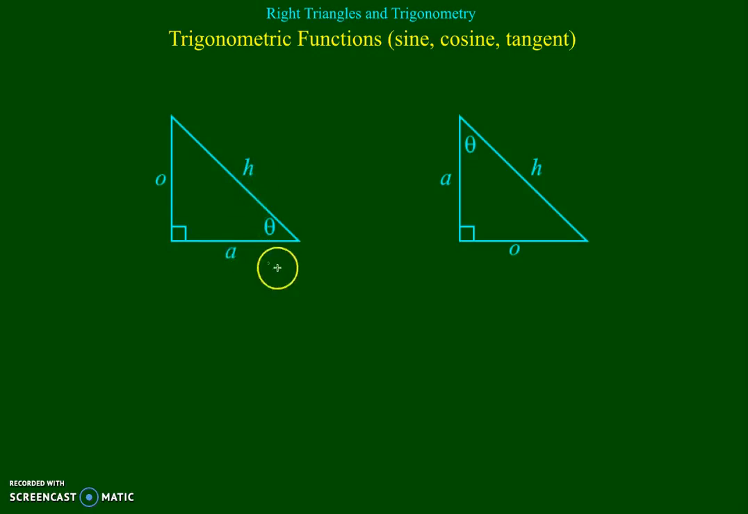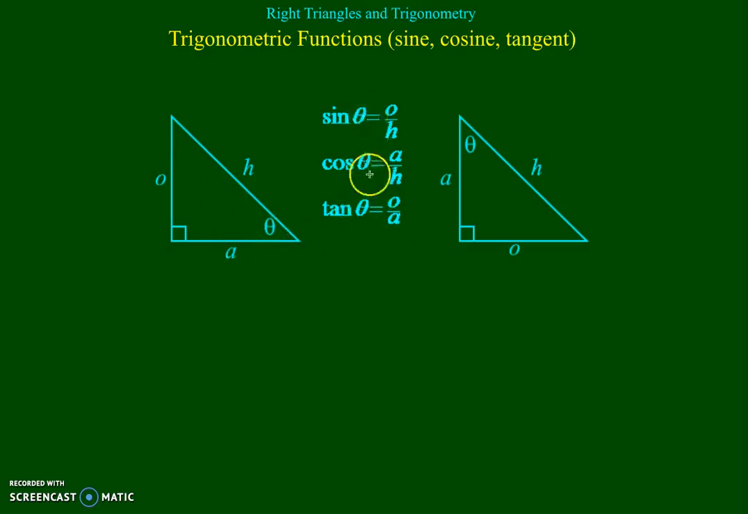So let's take a look at these values. Here, the sine function takes in as input the angle, and it spits out the ratio of the opposite side divided by the hypotenuse. So sine generates a ratio, generates a number, which is the ratio of the opposite to the hypotenuse. Cosine generates a ratio of the adjacent to the hypotenuse. And tangent generates the ratio of the opposite to the adjacent.